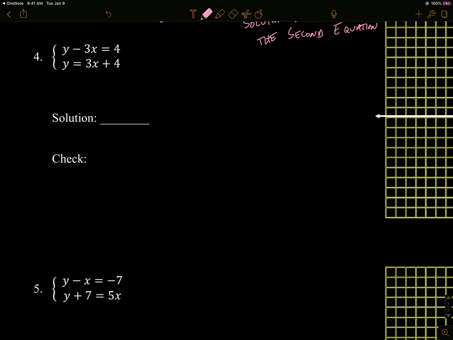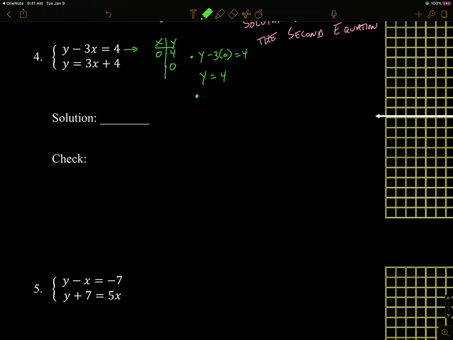All right, let's take a second and graph line number 4. Now, the first line of number 4, I'm going to do that one in green. Now, this one is in standard form. So to graph, we want to graph the x and y intercepts. That's the best way. So if I plug in 0 for x, I'll write it over on the side, y minus 3 times 0 equals 4. I solve for y, I get y equals 4. So there's one point on my line, (0, 4). Now I'm going to plug in 0 for y.